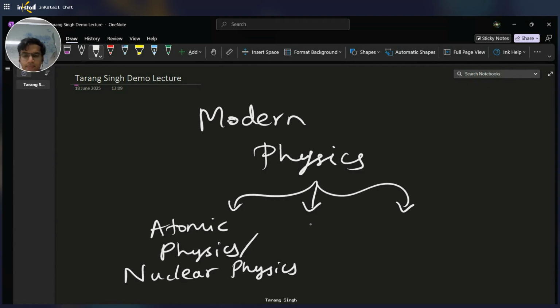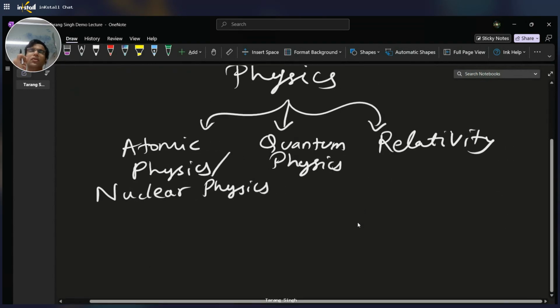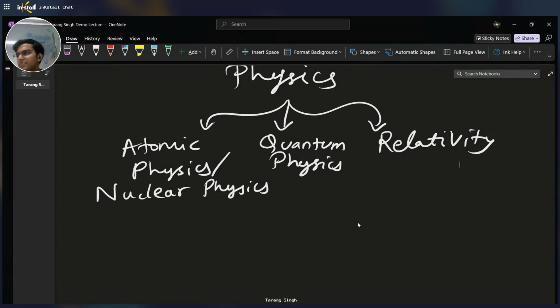The second branch is quantum mechanics, which is one of the most rigorous branches, and it has theories which are very absurd. And the third branch is general relativity, or just relativity. Relativity was postulated by Albert Einstein. Quantum physics was brought up by Max Planck, and atomic physics has been a field of study which is very prolonged and has a big history.